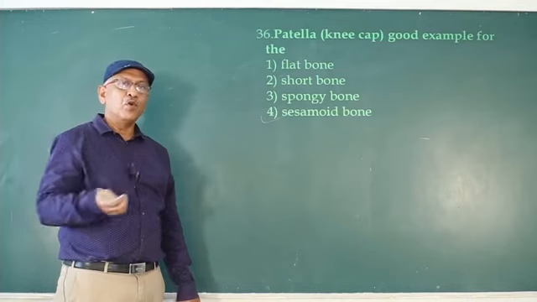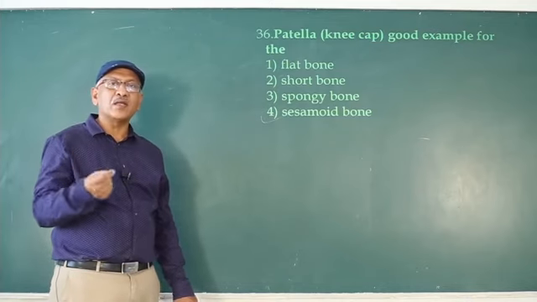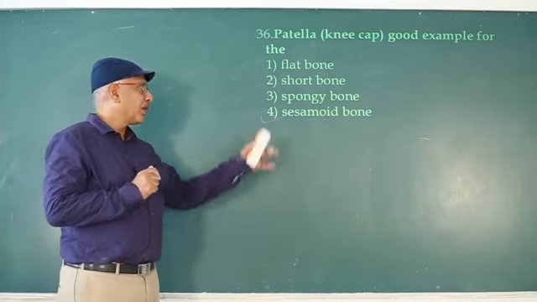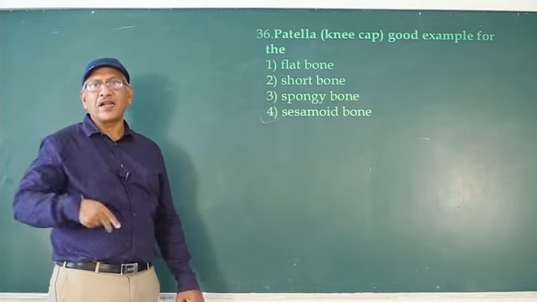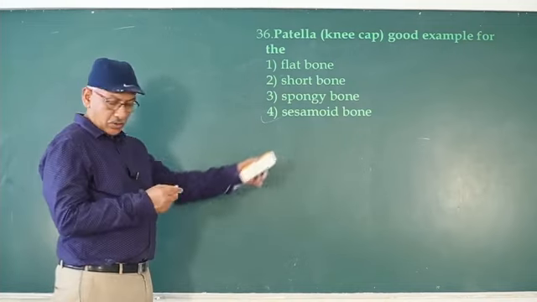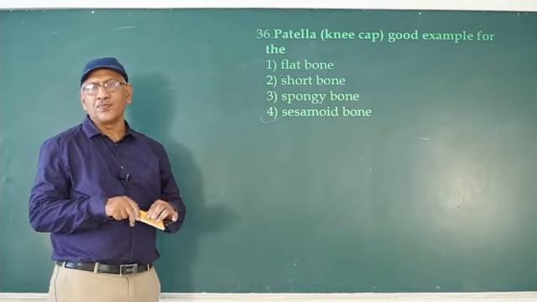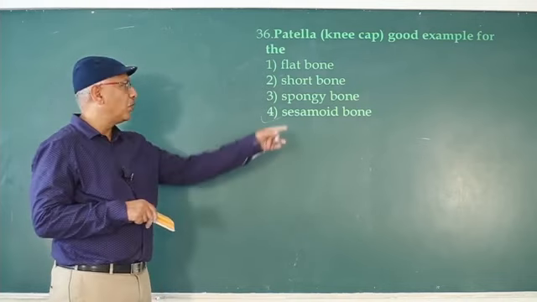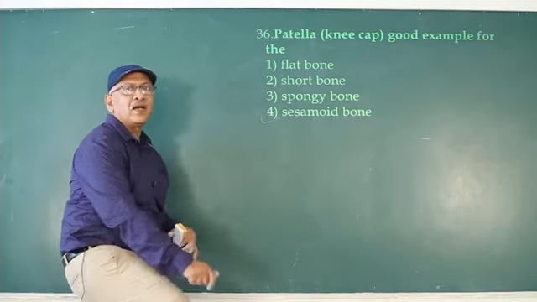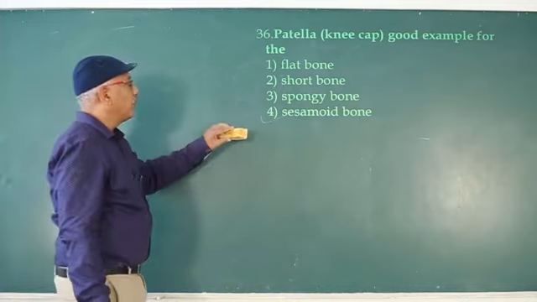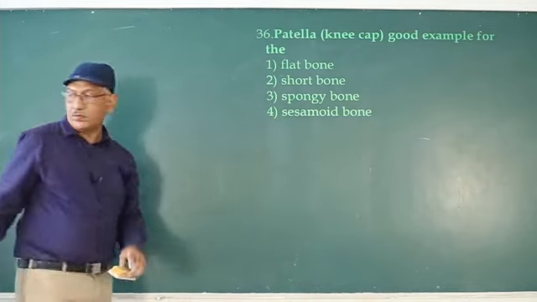If bone forming cells, osteoblast, enter into tendon and convert the tendon into bone, such bones are known as sesamoid bone. If tendon modified into bone, sesamoid bone. Patella, kneecap, example for sesamoid bone.